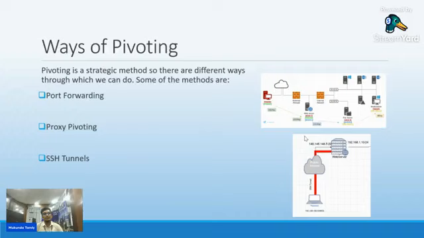So, the ways of pivoting. Pivoting is basically, as I told you, a strategic method. There are different ways through which we can do it. Ethical hacking consists of different methodologies and stages, and pivoting is also a strategic method. We can't just randomly run tools or randomly throw blind squirrels to get system access. No, we have to go with strategy. Some of the methods are, first, port forwarding.